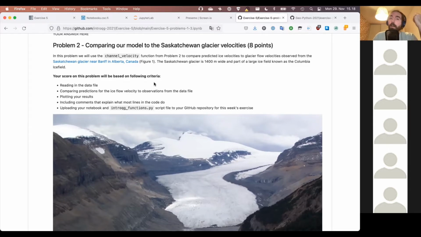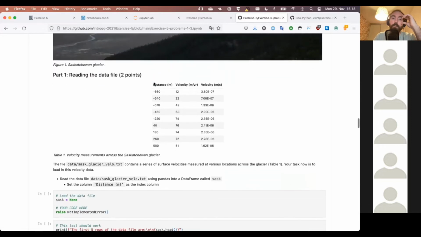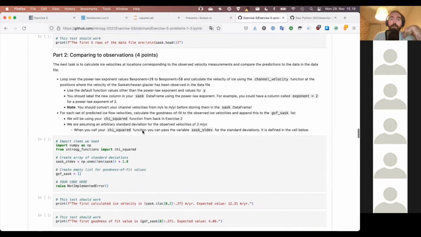So we have our model where we can calculate velocities, and now we have observations of velocities from the Saskatchewan Glacier, and we're going to compare the two. That's the whole point here in problem number 2. You've got a data file you can read in that has velocity measurements in it, at different distances from the center of the glacial channel. You can see different velocities in meters per year and meters per second. That's what's in the data file, so you'll read that in first.